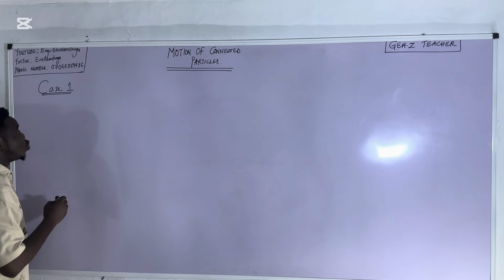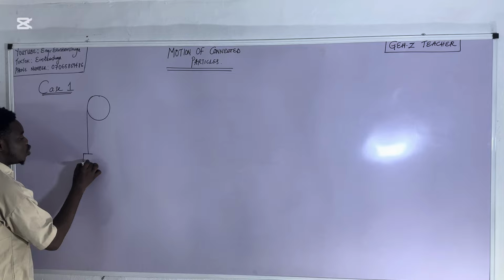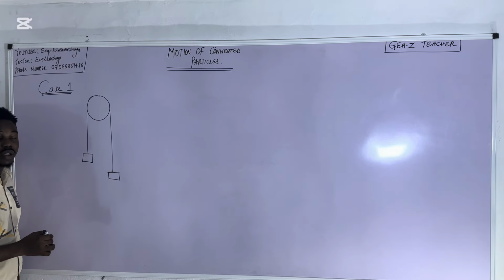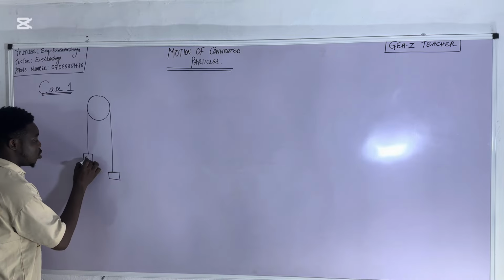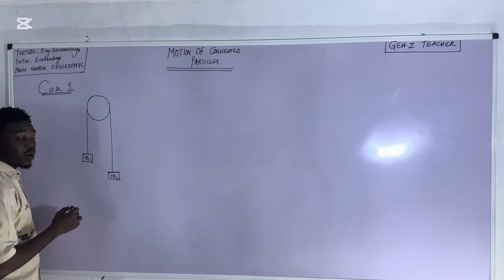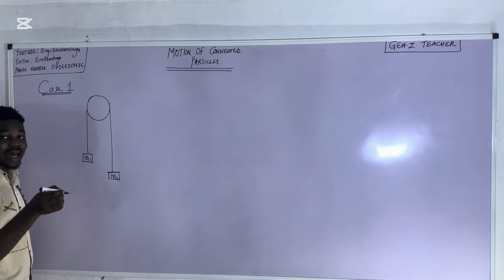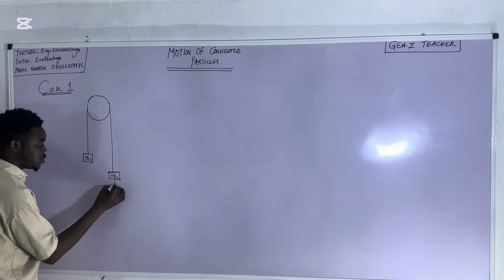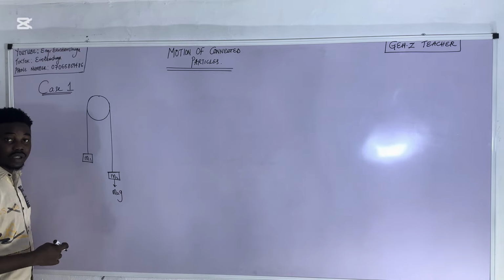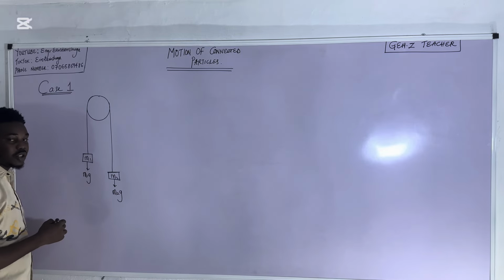Now, in case 1, we have a pulley in which two objects are hanging freely from the pulley. Let's call them object 1, mass 1, and mass 2. Recall, every object has weight, and the weight of every object acts downwards. So for mass 2, we're going to have m2 times g, because weight equals mg. And for mass 1, we're going to have m1 times g.